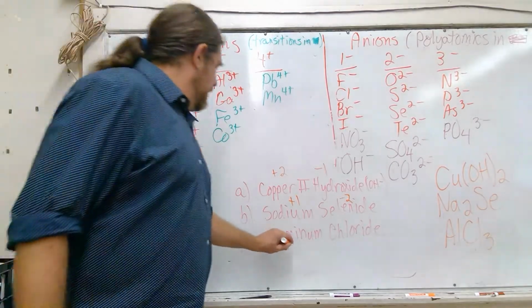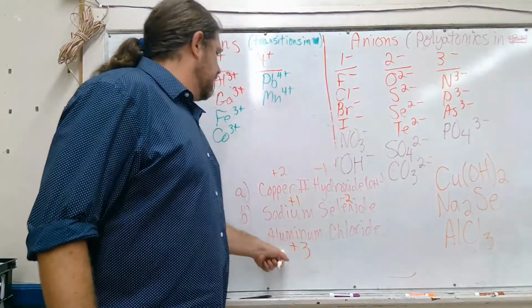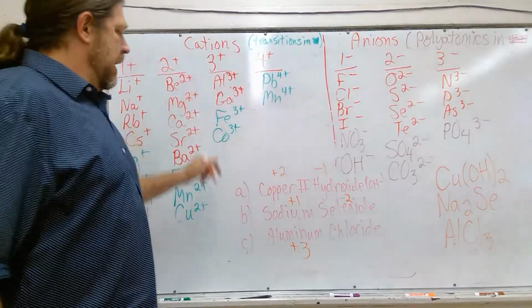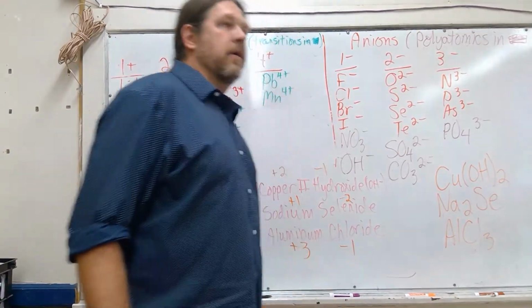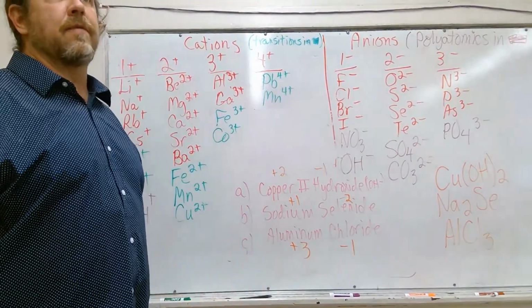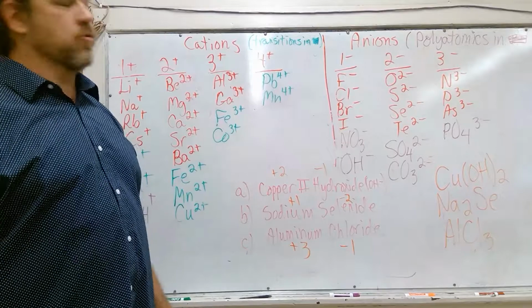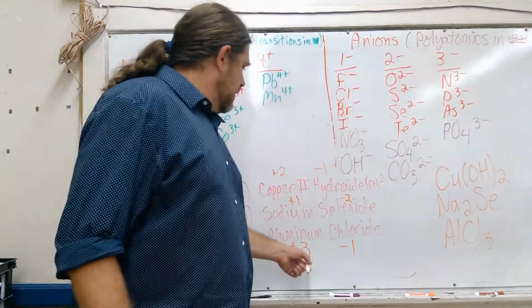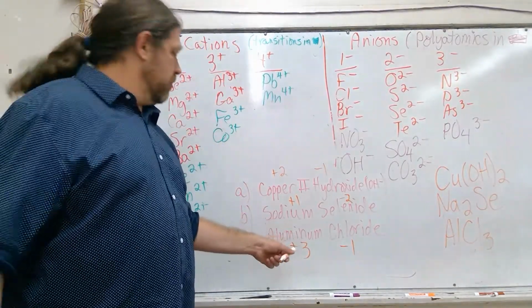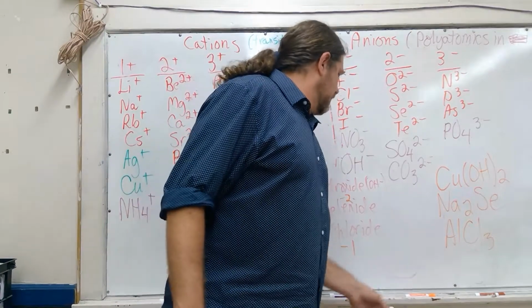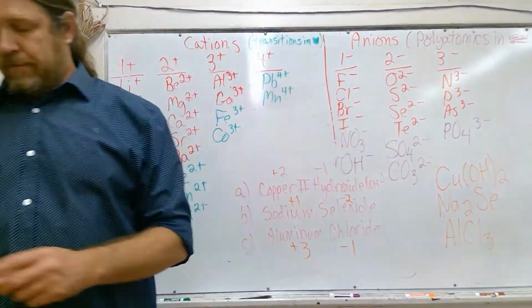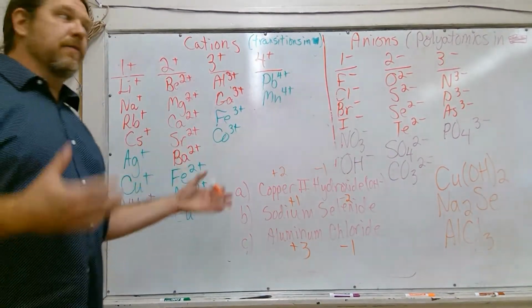Aluminum chloride brings together a +3 ion and a halogen. And all halogens are -1 because they have 7 valence electrons. They need just 1 more to get that octet. So the lowest common denominator is 3. We need 1 +3 and 3 -1s to make -3.